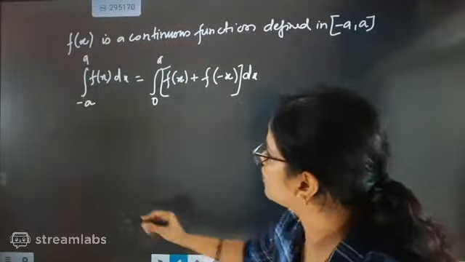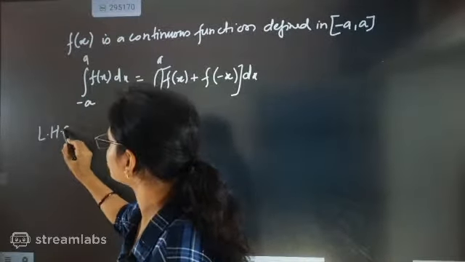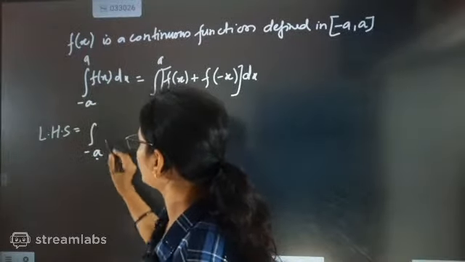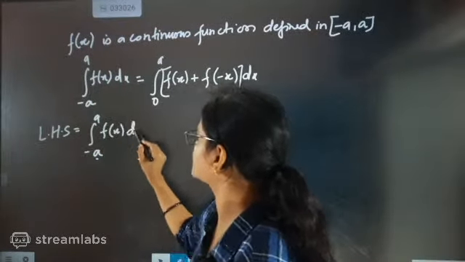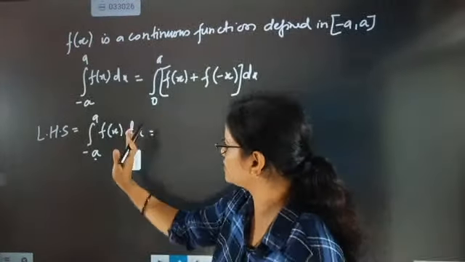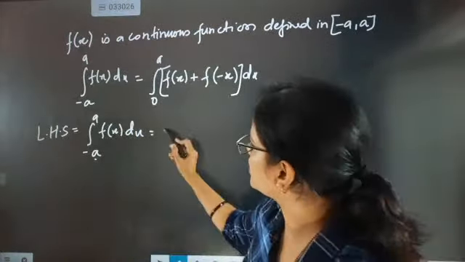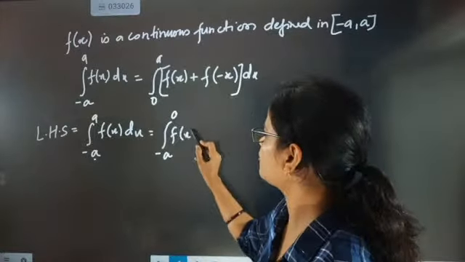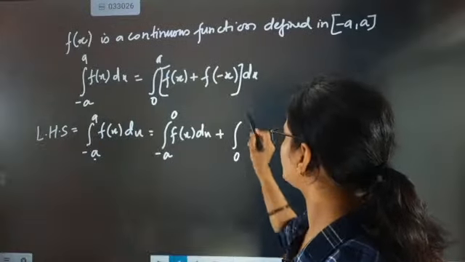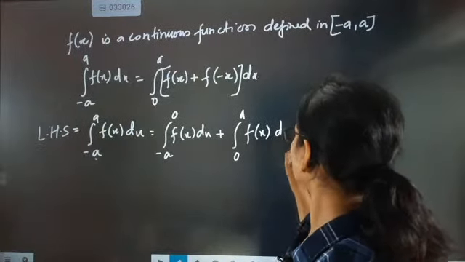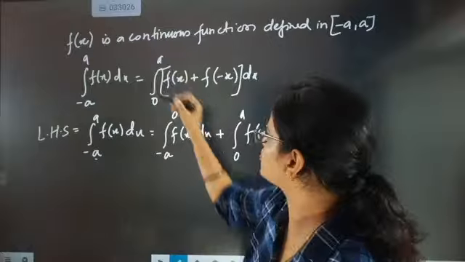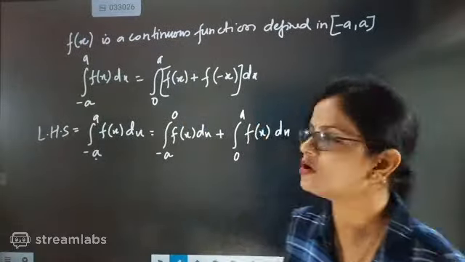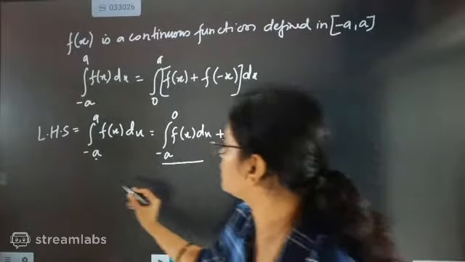So what we are going to do, we are going to take the LHS. Now the LHS is the integral from minus a to a of f of x dx. Now we are just going to play with this. So it is going to be the integral from minus a to 0 of f of x dx, plus the integral from 0 to a of f of x dx. This part is already there. We know that in this property the lower limit is 0, the upper limit is a. Only what we have to play with is minus a to 0.